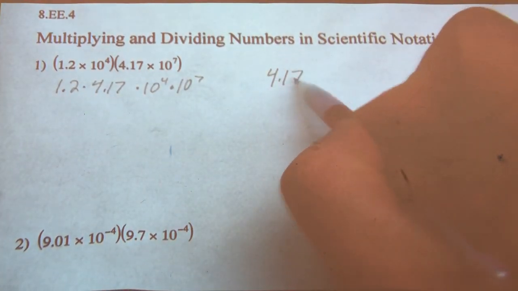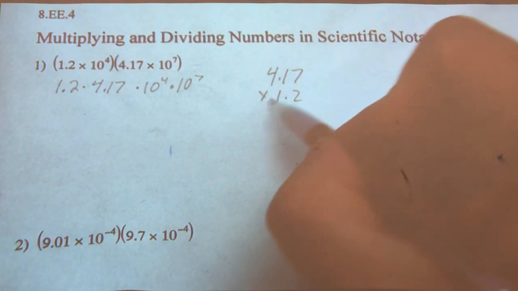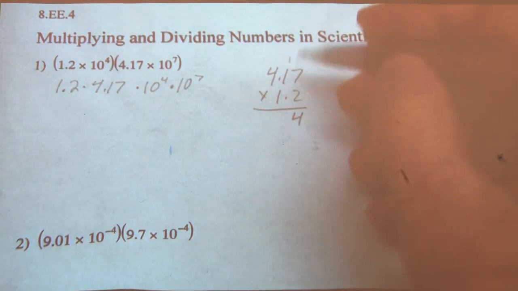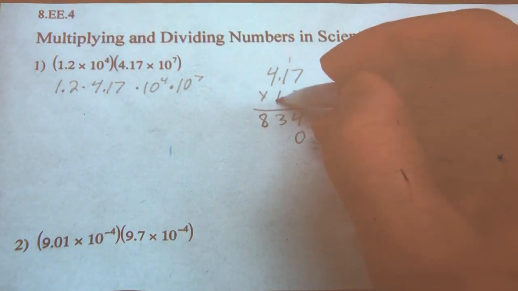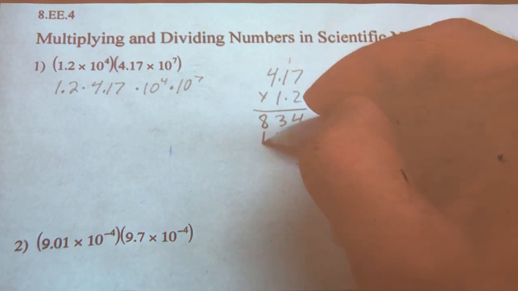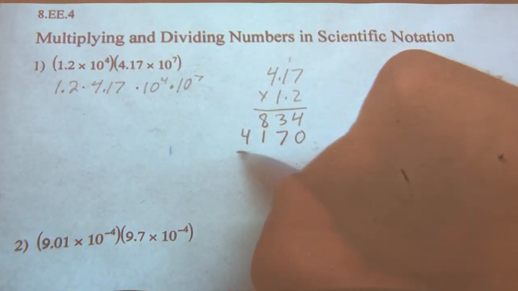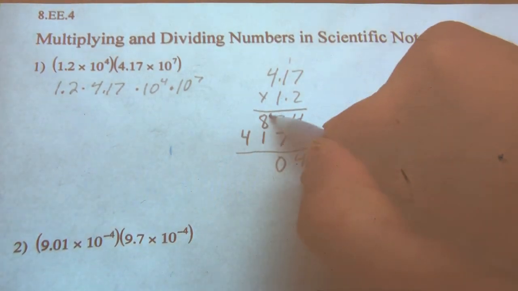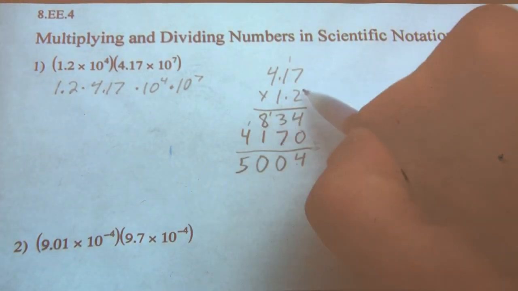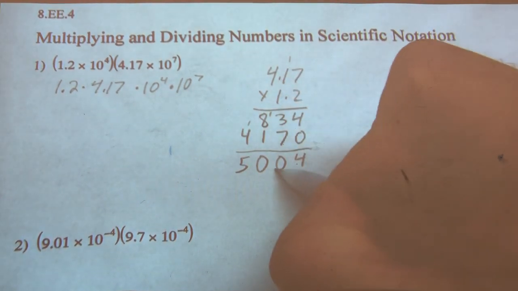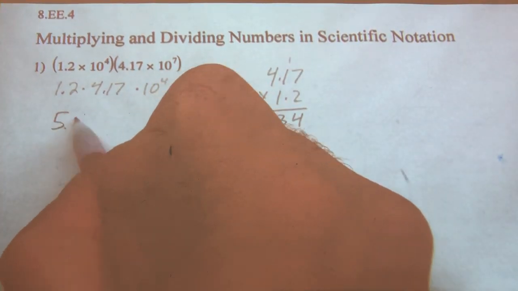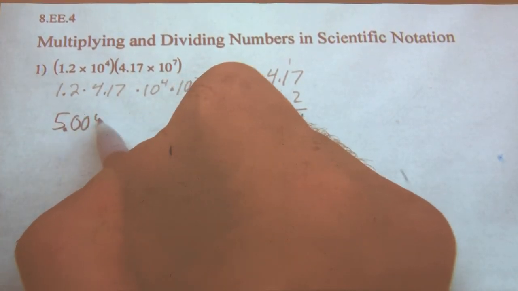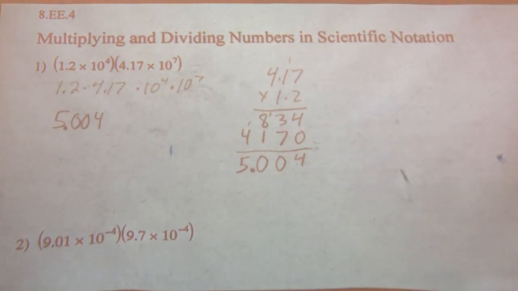So I'll do 4.17 times 1.2. Let's do decimal multiplication. Down to 0, 1 times 7, 1 times 1, 1 times 4. And then we add those up. Move the decimal a total of 3 places over. So we have 5.004. So that's the first number in our scientific notation.